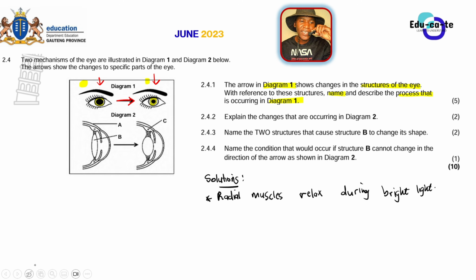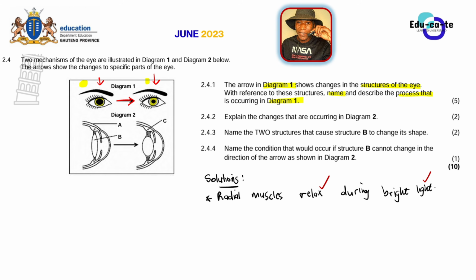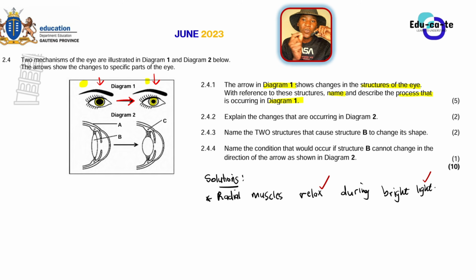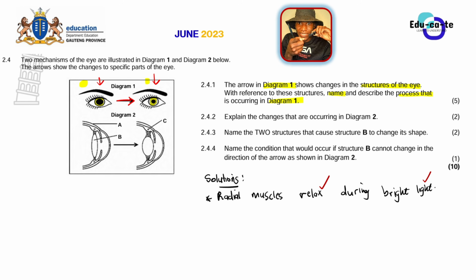And when these radial muscles relax, remember that we also have circular muscles. In pupillary mechanism, there are only two types of muscles involved: radial muscles and circular muscles, nothing else. So talk about those two, then talk about the pupil and the light that enters the eye, and you will be done. So here we talk about the radial muscles that are relaxing and the bright light that is causing this to happen.